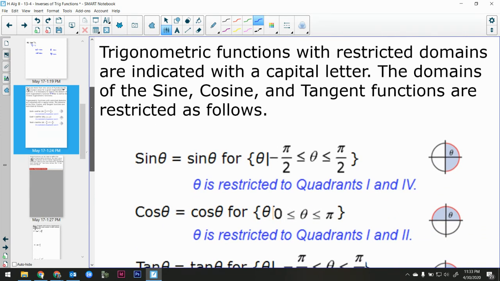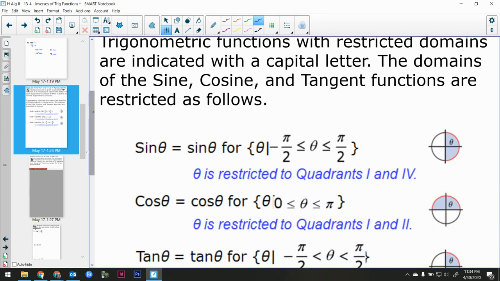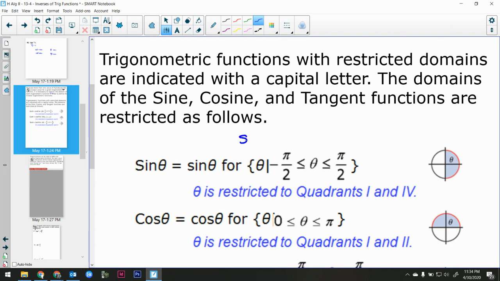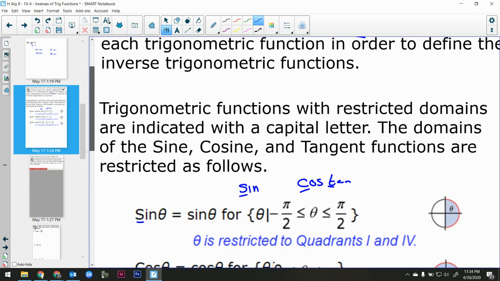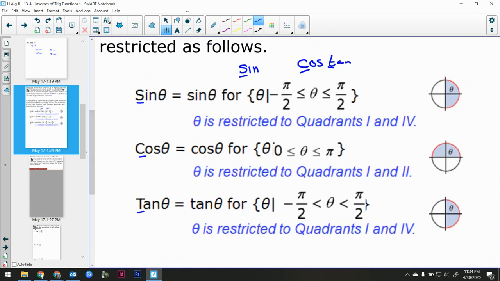Trigonometric functions with restricted domains are indicated with the capital letter. So you mean to be telling me that all along we were writing sine like this, and I didn't really tell you yet, but it was supposed to be lowercase. Cosine, and then tangent. These were all supposed to be lowercase letters, because if you make it a capital letter, you're saying something that holds a little bit more weight, okay? What does it mean when you capitalize the sine, cosine, and tangent? It means you're turning it into a function. It means that you're restricting the domain.